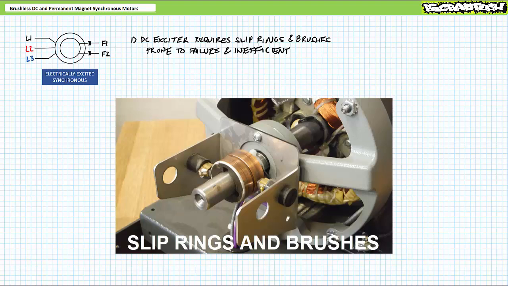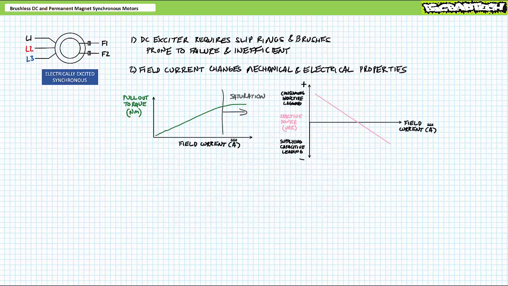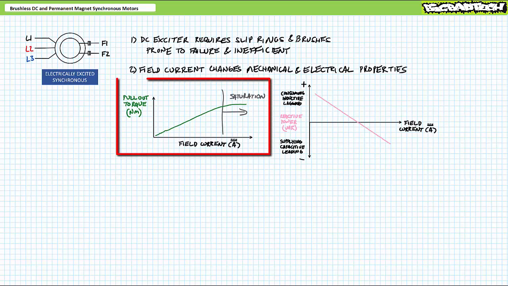Several characteristics define electrically excited synchronous motors. 1. Connection of a stationary DC exciter to a rotating rotor necessitates slip rings and brushes. These mechanical components are not maintenance-free and can wear out over time. Additionally, slip rings, brushes, and the external DC exciter contribute to inefficiencies, especially at extremely high speeds. 2. Varying the DC exciter magnitude changes the rotor field current and thus the mechanical and electrical characteristics of the electrically excited synchronous motor while in operation. Viewers will recall rotor field current is roughly proportional to pull-out torque, the point when a synchronous motor loses synchronization.